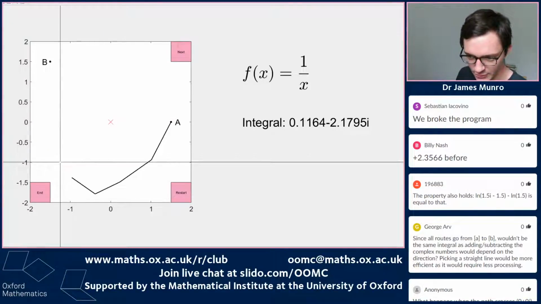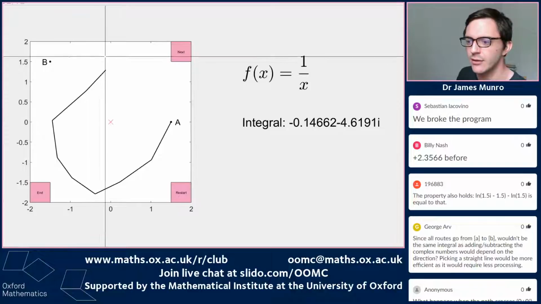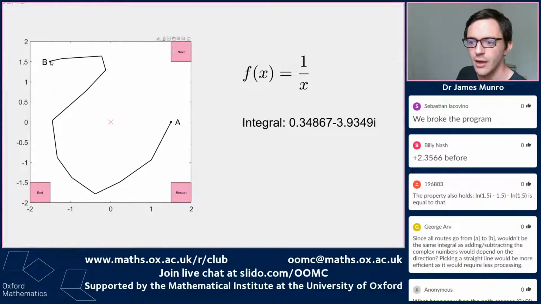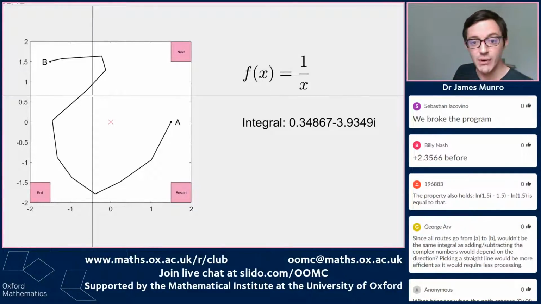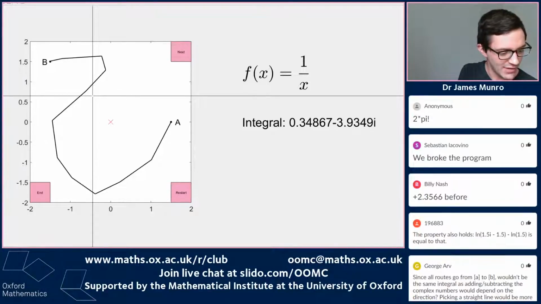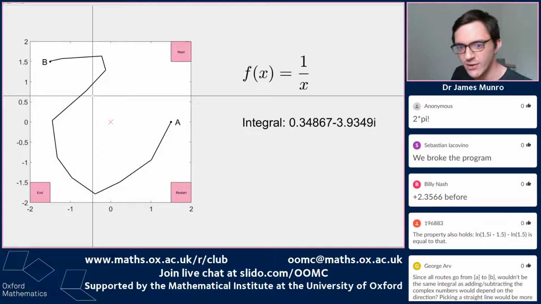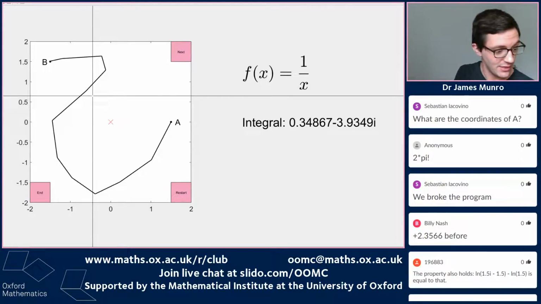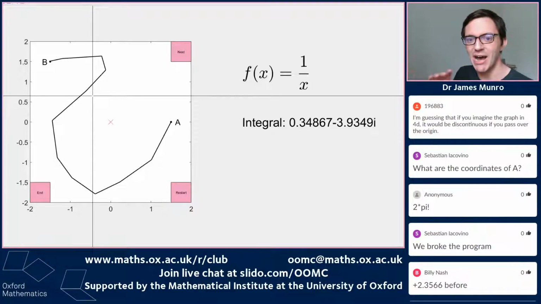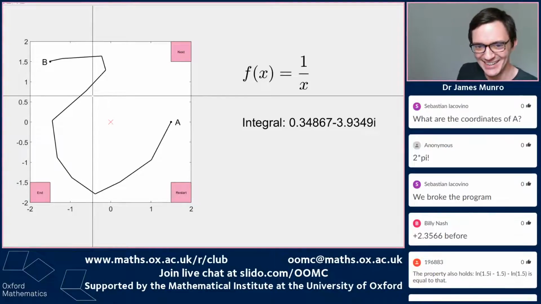So even if I go all the way around here. Add up. Yeah. Any other suggestions of paths we should try? What are the coordinates of A? Somebody's asked. It's about 1.5 plus 0i, I think, for my initial starting point. Yeah, the graph in 4D is really bad near the origin. It's not continuous.